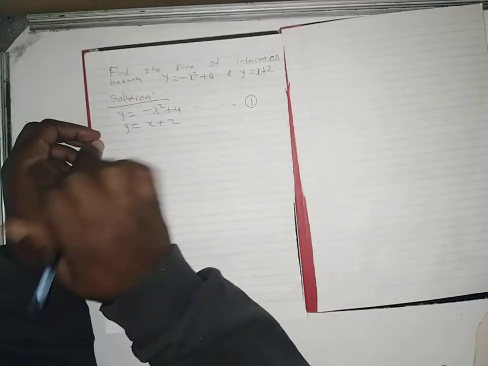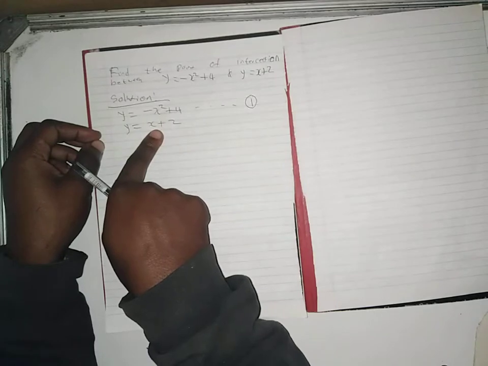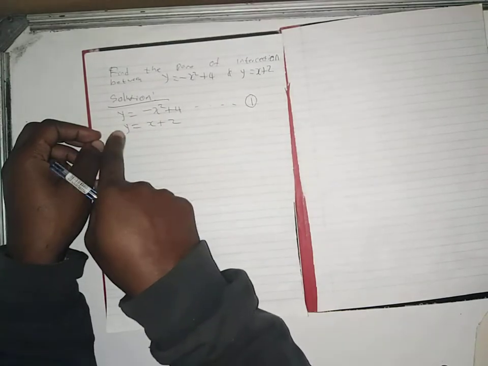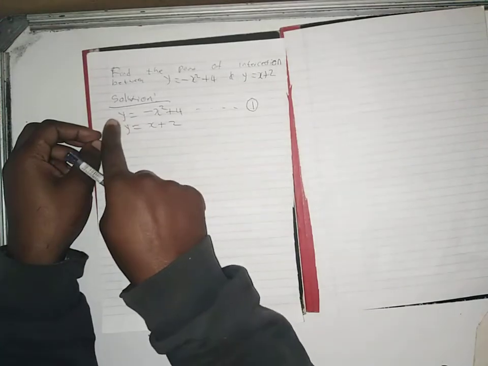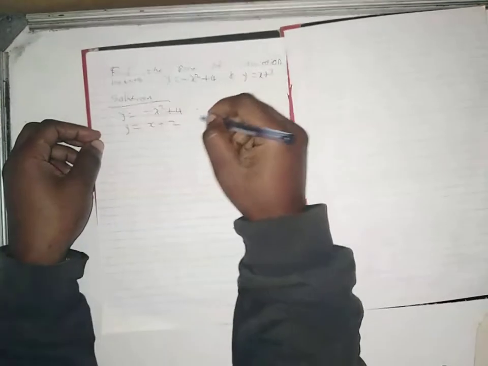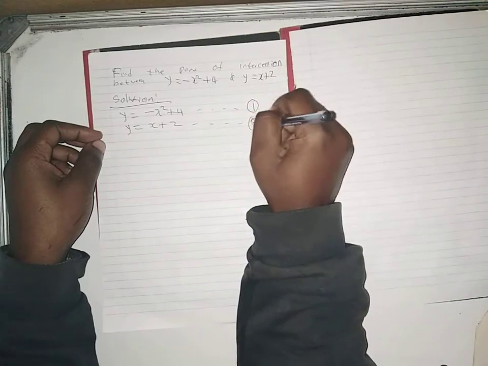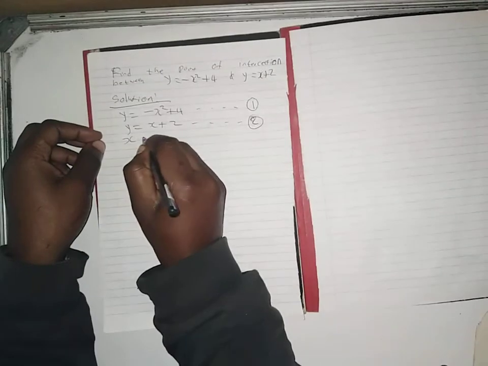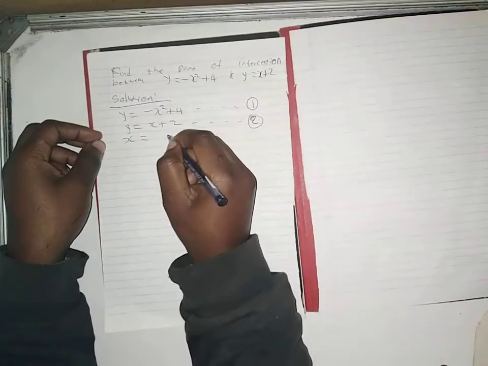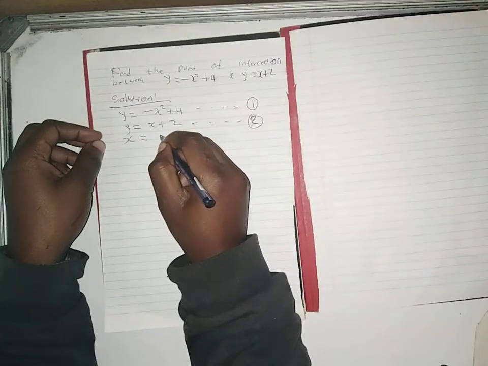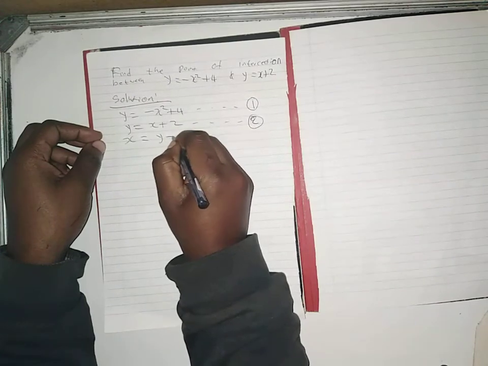Remember guys, I'm just doing this because I want to show you a method. But you don't necessarily have to. If you have such a thing, you can just go straight and equate this equation and this equation, and then you can find whatever you want to find. It doesn't really matter. You can get a solution and you will be marked correct. Okay, so I'm going to have x, which is equal to y minus 2.